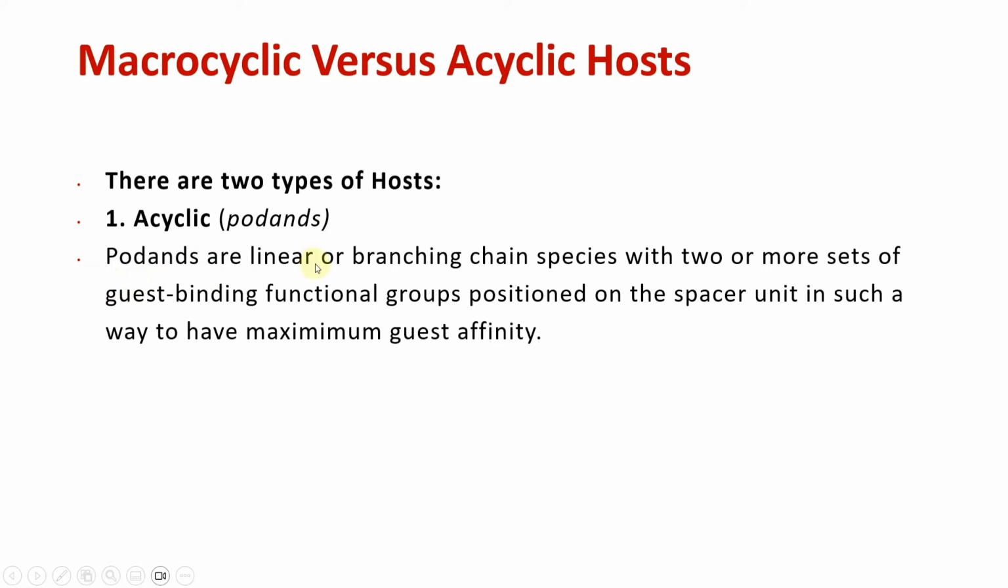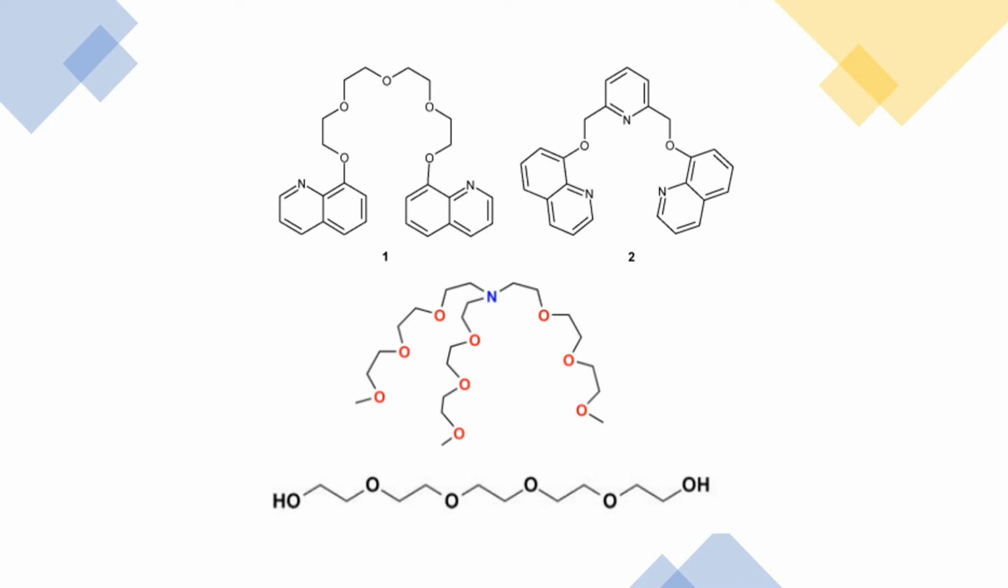So podands are linear or branching chain species with two or more sets of guest binding functional groups positioned on the spacer unit in such a way as to have a maximum guest affinity. So the acyclic host have a linear or branching chain species. So let's just say that this here is an acyclic host. As you can see from the structure, this is not forming a cyclic structure, so this is an acyclic host.